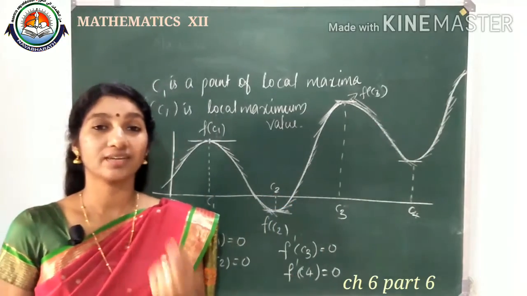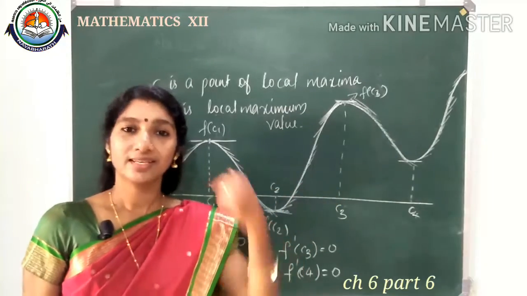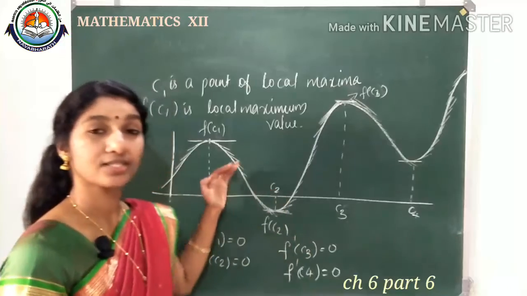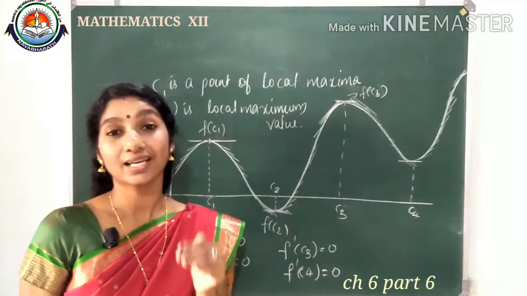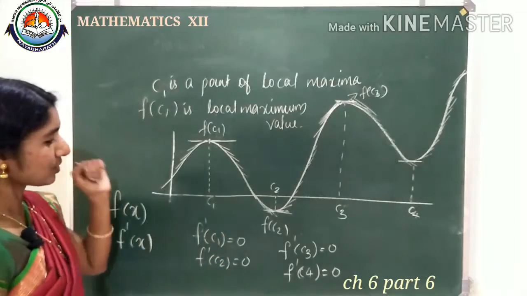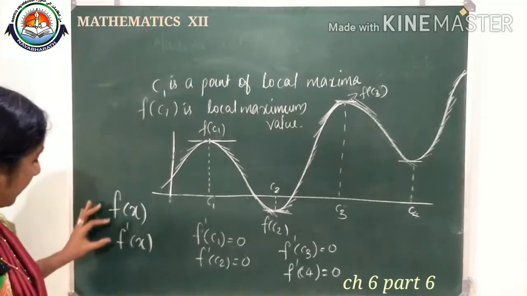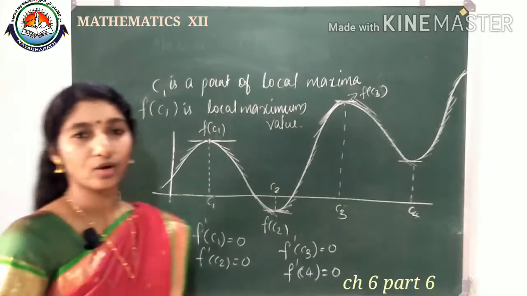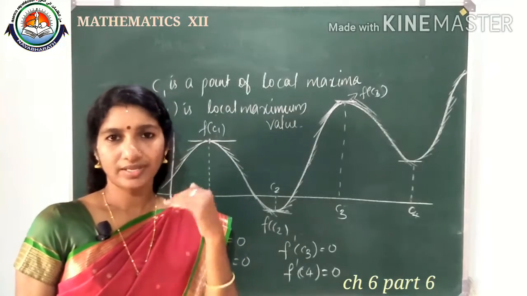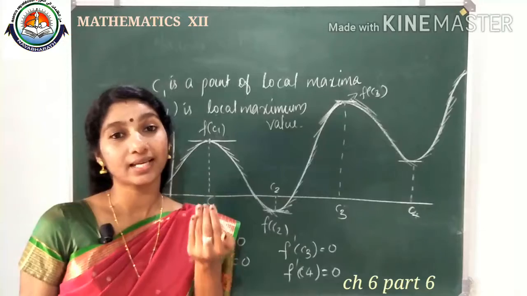Where this first derivative is equal to 0, at those points the slope of the tangent is equal to 0. That's why we are calling it a critical point. So here C1, C2, C3, C4 are the critical points. Clear? So if we have a function f of x, and when we find f dash of x, suppose we get some points where f dash of x equal to 0. What can we say about those points? Those points are the critical points.